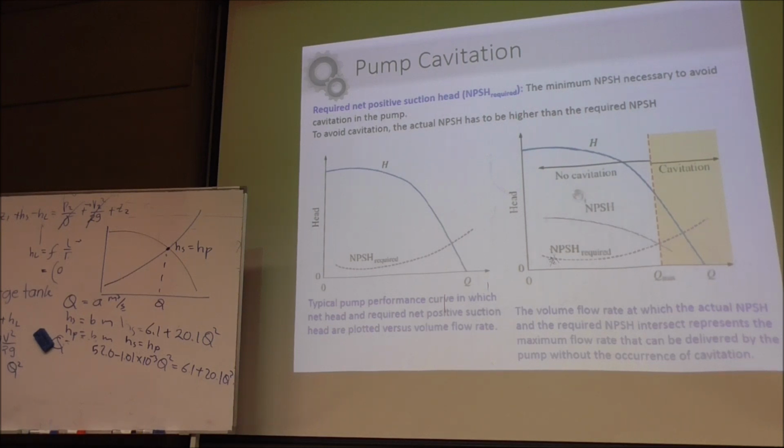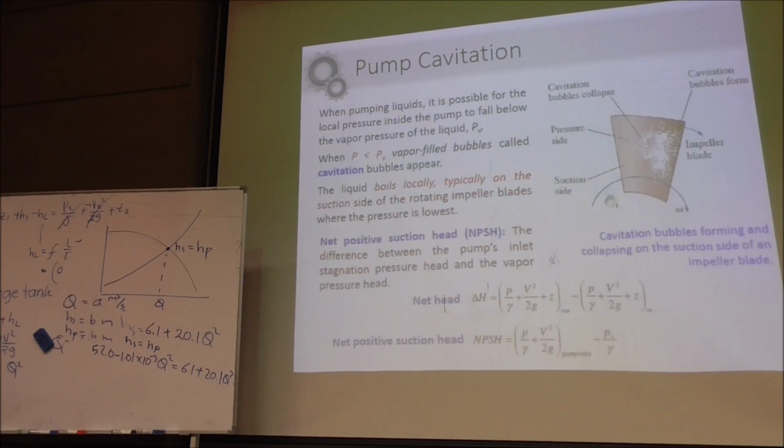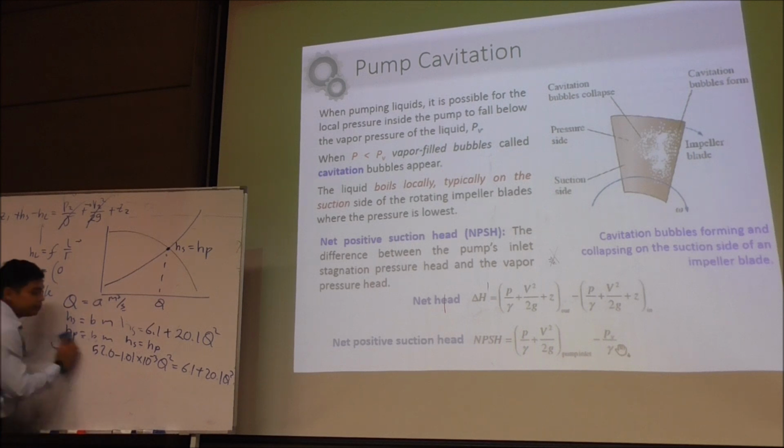So how do we calculate the NPSH? It is the difference between the pressure available at the pump inlet and the vapor pressure head. See, this one is the pressure available at the pump inlet. This is the vapor pressure. Okay, simply like this.